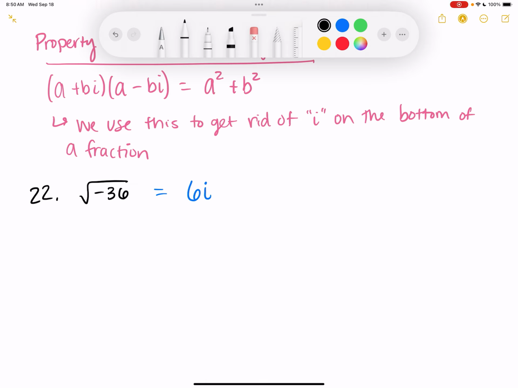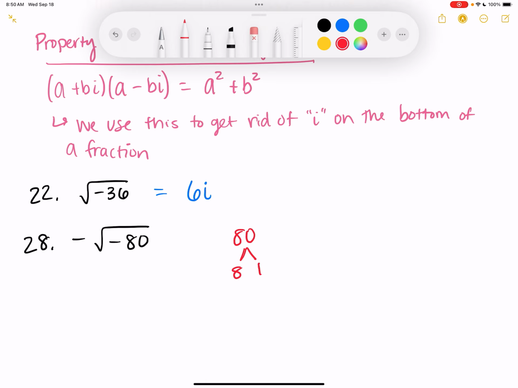28, negative square root of negative 80. Is 80 a perfect square? No. So, what might I need to do? You do like the little tree, the little factor tree. So, what can I break 80 into? 8 and 10.